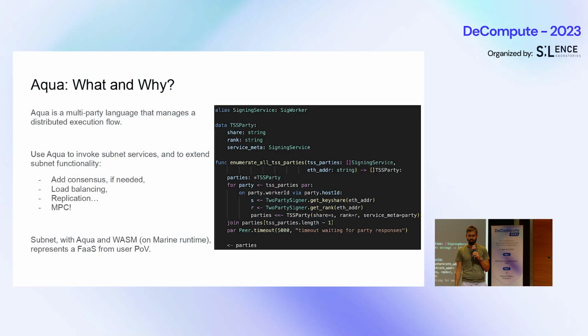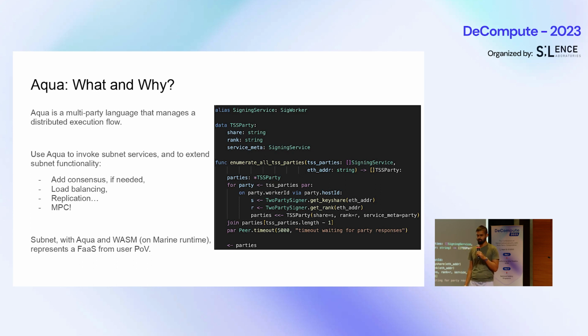A few words about Aqua. Aqua is a multi-party language that manages a distributed execution flow. And you can use Aqua to invoke subnet services and also to extend subnet functionality, to add consensus if needed, to do load balancing, replication, or to implement the multi-party part of multi-party computation.